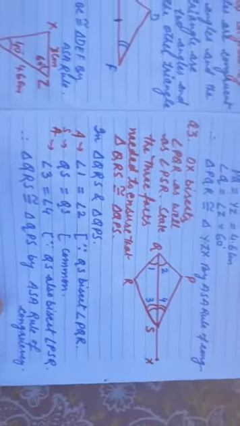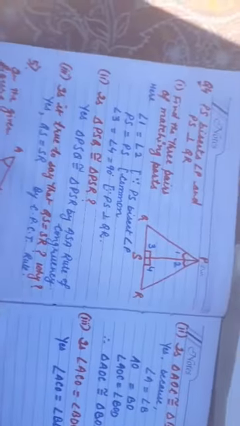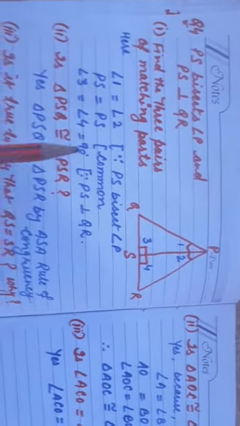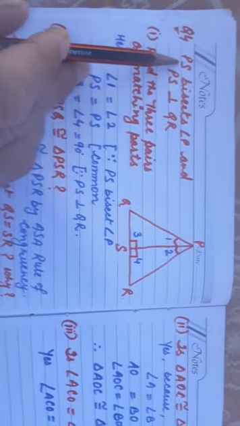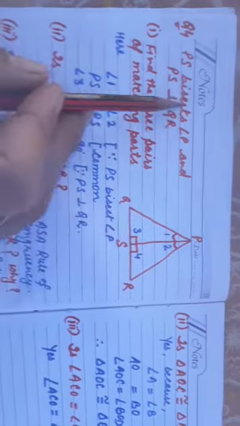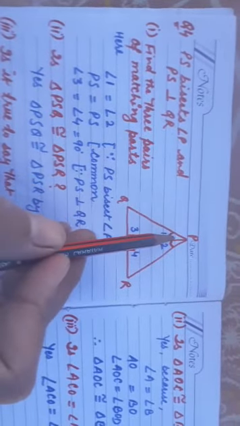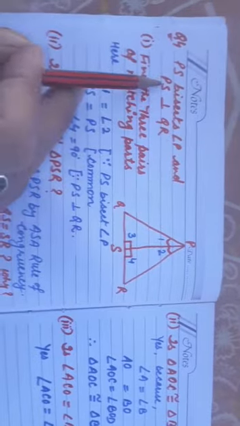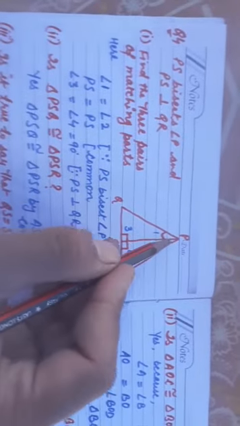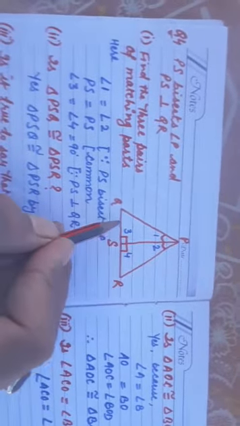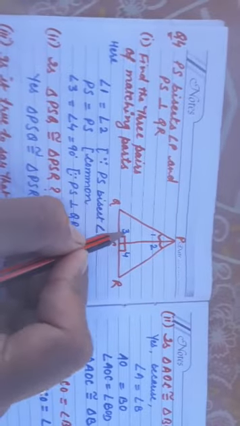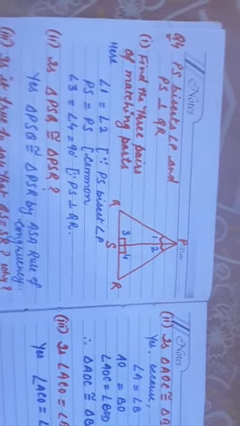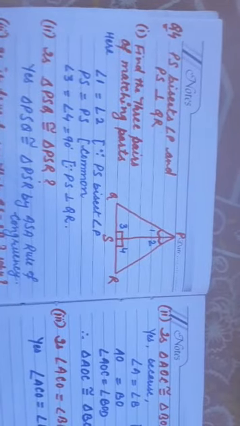Now question number 4, it is a very interesting question. In this question, PS is a line segment which bisects angle P, which means angle 1 and angle 2 are equal. And also PS is perpendicular to QR. So angle 3 and angle 4 are both equal to 90 degrees, so both are also equal.